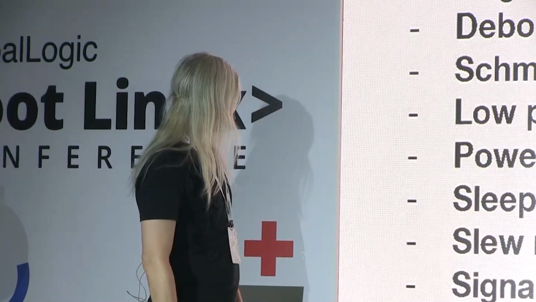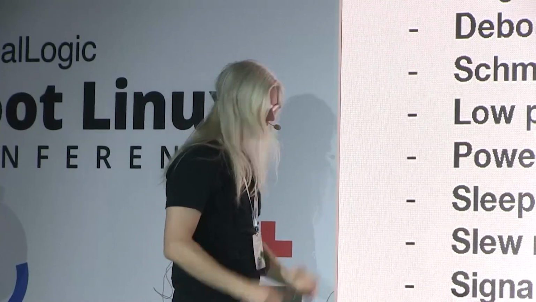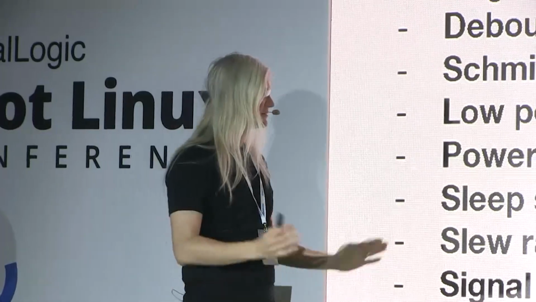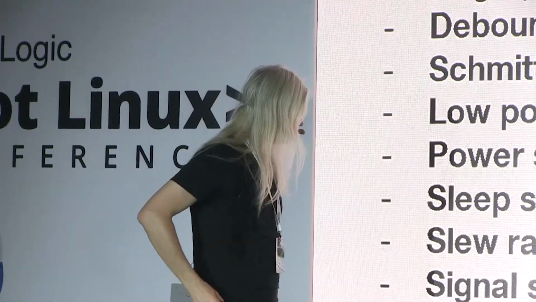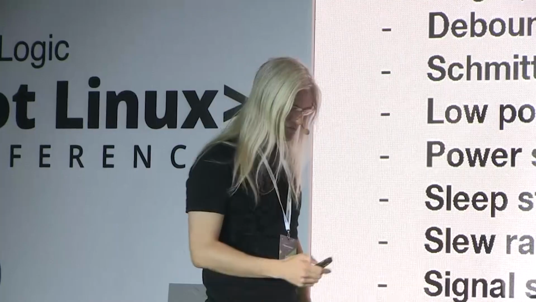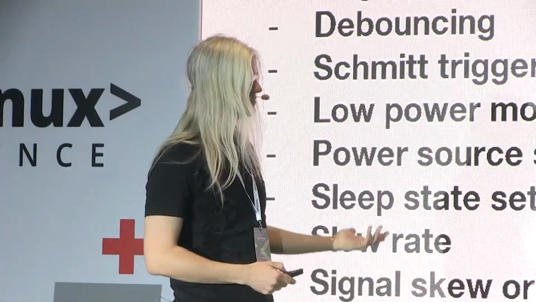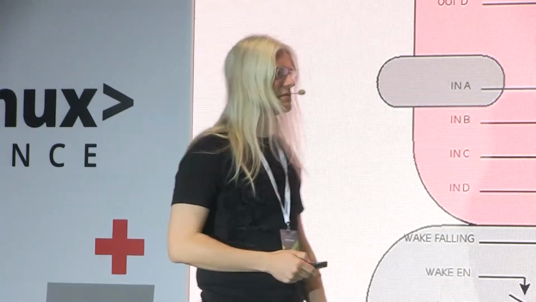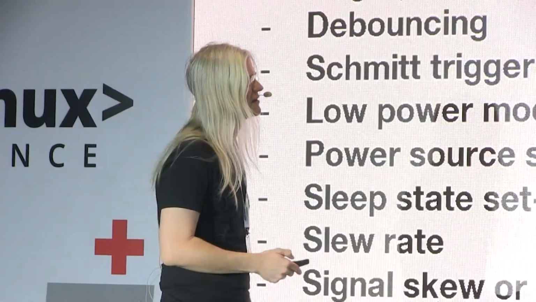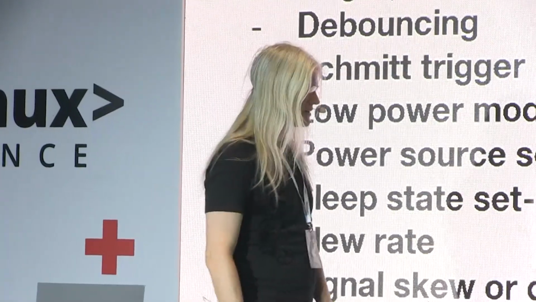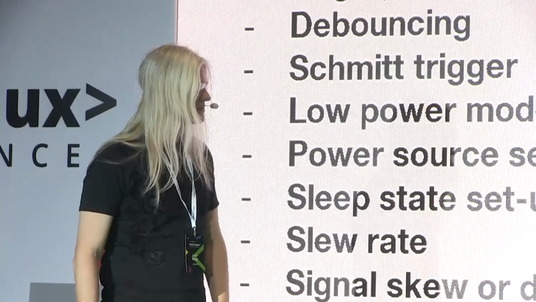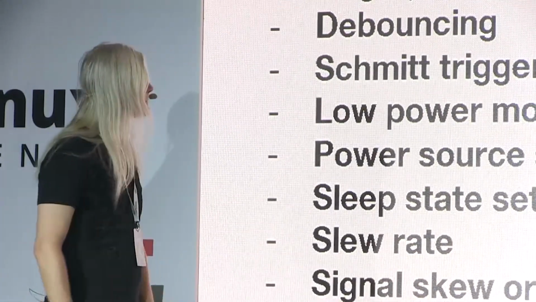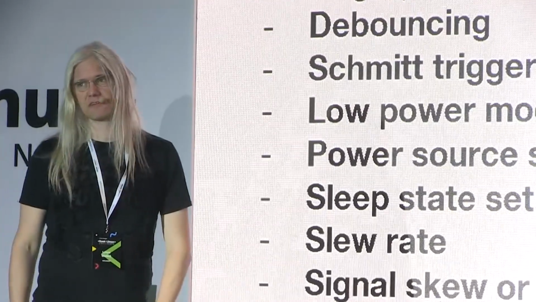Slew rate, you can control, and signal skew or delay. That's how the signals go in time out and in of the chip. And state persistence. If you lose the setup of this line when you go to sleep with the entire system, or if it's persistent and persists over the sleep cycle. This kind of stuff, the system integrators and so on put into the chips. This is pretty tricky stuff.